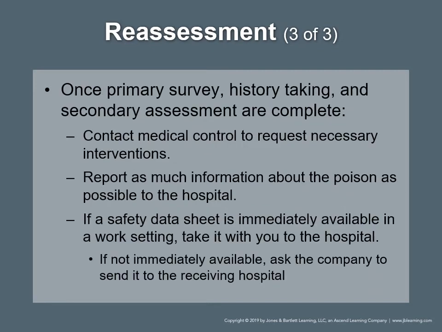Once you have completed your primary survey, history taking, and secondary assessment, contact medical control to request necessary interventions. Report as much information as you have about the poison or chemical to the hospital. If a safety data sheet is immediately available in a work setting, take it with you to the hospital. If this document is not immediately available, ask the company to send it via email or fax to the receiving hospital.